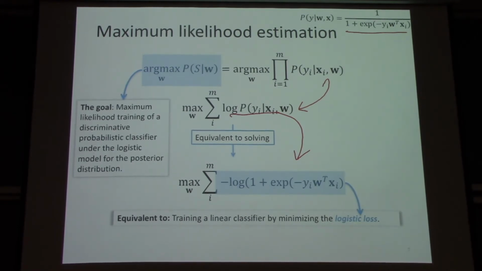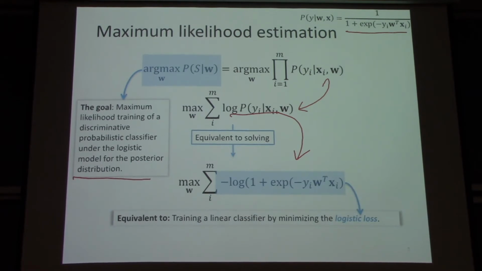But it's not enough to say that it's a probabilistic classifier. We need to say it's a probabilistic classifier under what model of the label. It's a probabilistic classifier that assumes that the label probability is produced by the logistic function, or it's the logistic model for the posterior. So our goal was to find the maximum likelihood estimate of a discriminative probabilistic classifier under the logistic model for the posterior distribution.